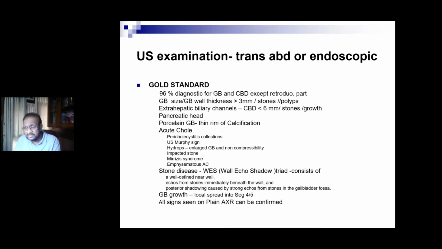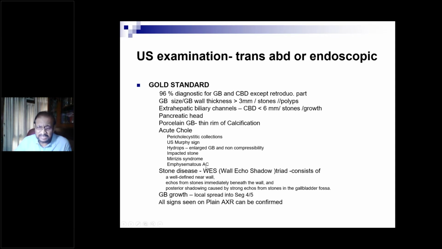Hydrops. Hydrops basically tells you what? A distended fluid-filled gallbladder. Enlarged gallbladder and non-compressible. That is the hydrops of the gallbladder. So with the probe, you cannot compress it. Why? Because the mucocele or empyema has already formed. You can see an impacted stone in the neck. You can find evidence of Mirizzi's syndrome. We'll talk about Mirizzi's syndrome in the next lecture.